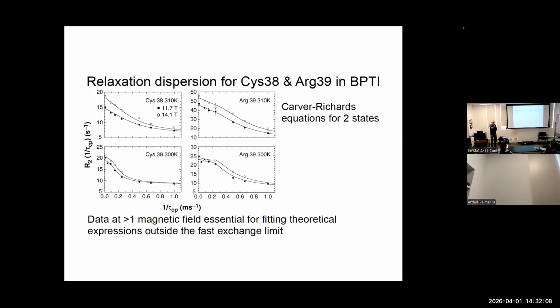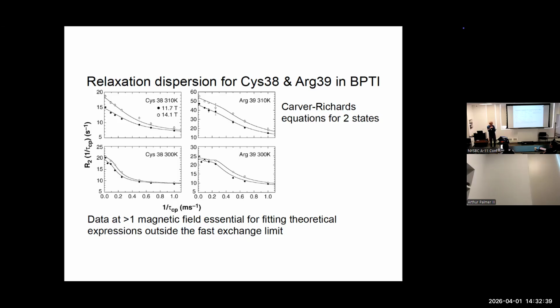And in fact, when we first published the data, when we were developing the pulse sequence, that's what we did. We just had data at one field and we fit the fast limit equations. The fit wasn't quite as good for the arginine as the cysteine. But in my usual history of having come from fluorescence, I muttered something about the low signal to noise in NMR spectroscopy. And we published the paper on the pulse sequence.